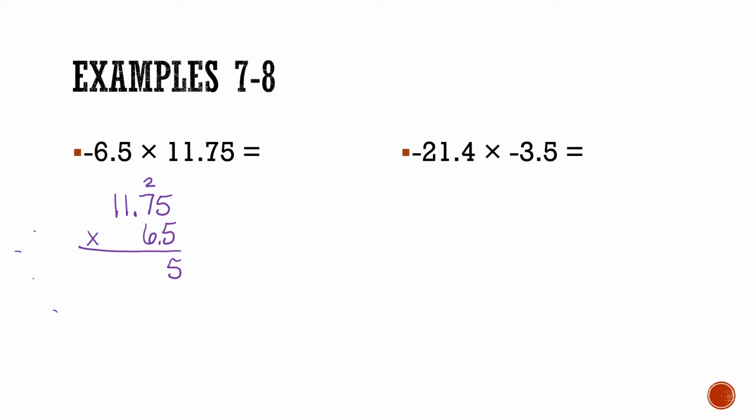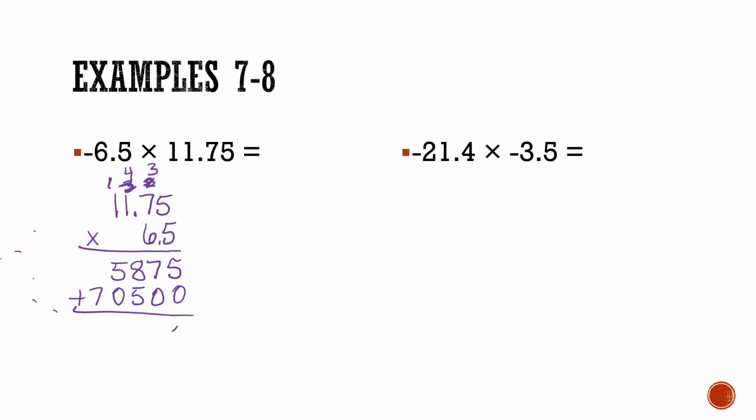5 times 7 is 35, plus 2 is 37, so 7, we're carrying a 3. 5 times 1 is 5, plus 3 is 8. And then 5 times 1 is 5. We put our 0 as a placeholder. 6 times 5 is 30, so 0. This time we're carrying a 3. 6 times 7 is 42, plus 3 is 45, so 5, and this time we're carrying a 4. 6 times 1 is 6, plus 4 is 10, so 0, and we're carrying a 1 this time. 6 times 1 is 6, plus that 1 is 7.